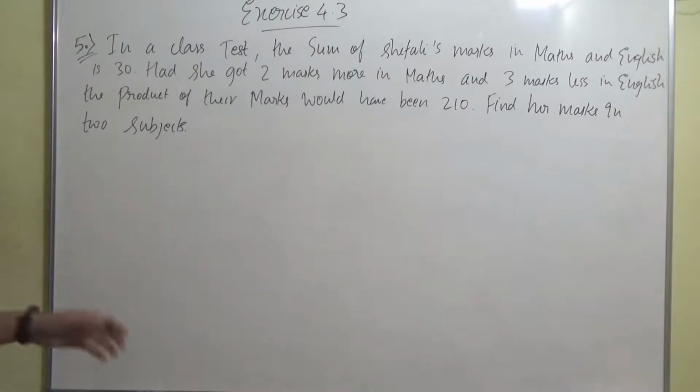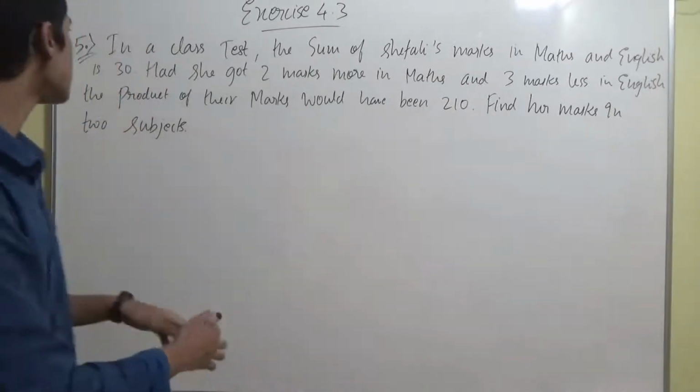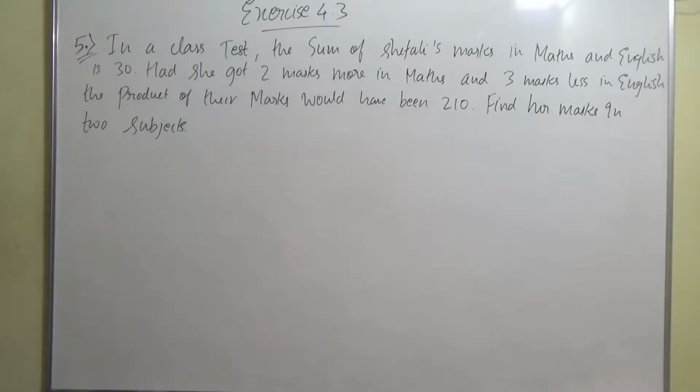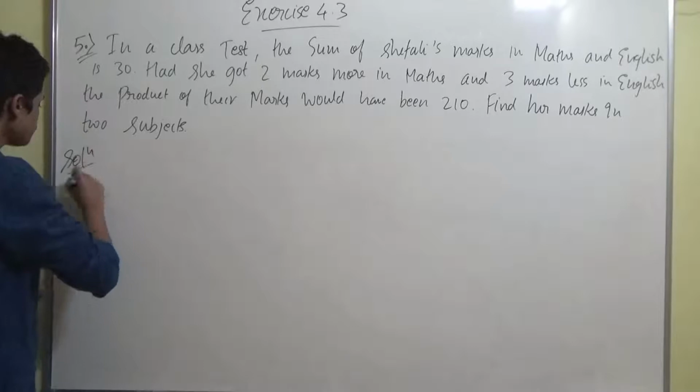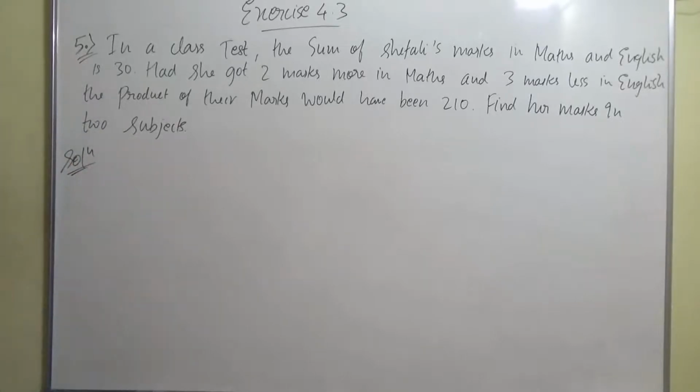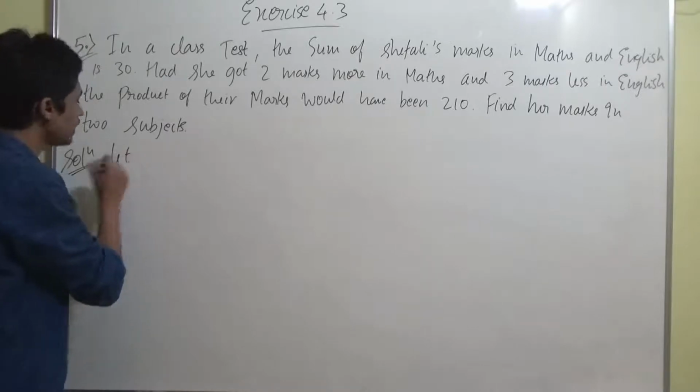Okay, guys. Now let's look at question number 5. Question number 5 says, in a class test, the sum of Shefali's marks in Maths and English is 30. Had she got 2 marks more in Maths and 3 marks less in English, the product of their marks would have been 210. Find her marks in 2 subjects. Okay, guys. Now the thing is, we have to find the marks in 2 subjects. So that's what we'll be writing.